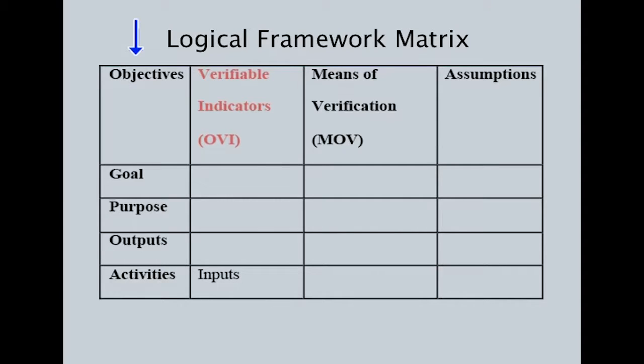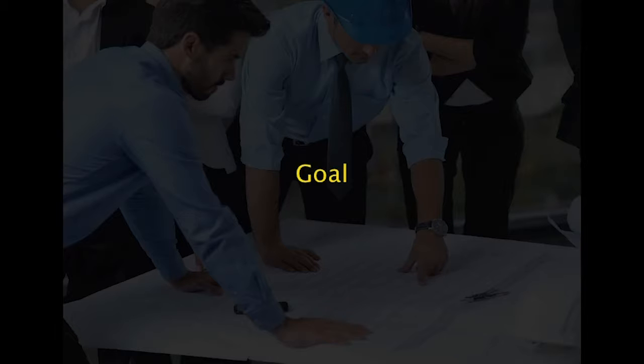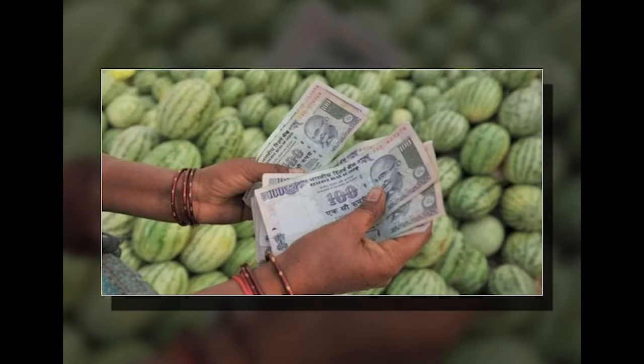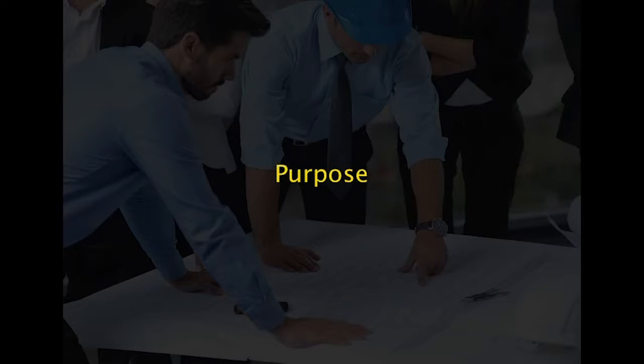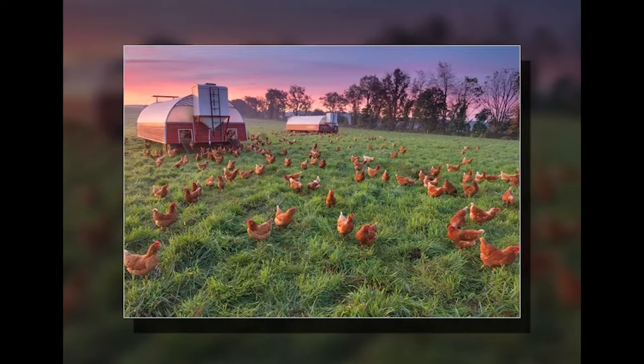Objectives: the goal, purpose, output, and activities of the project are described in the left hand column of the logical framework matrix. Next, goal. Goal is the broader impact of the project, the ultimate result. For example, increasing farm family income. The next term is purpose. Purpose is the immediate outcome achieved at the end of the project. Example for this, increase farm production.